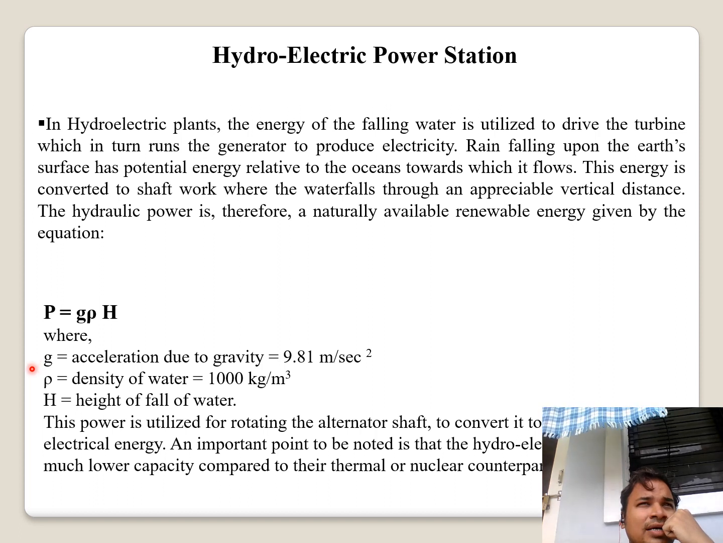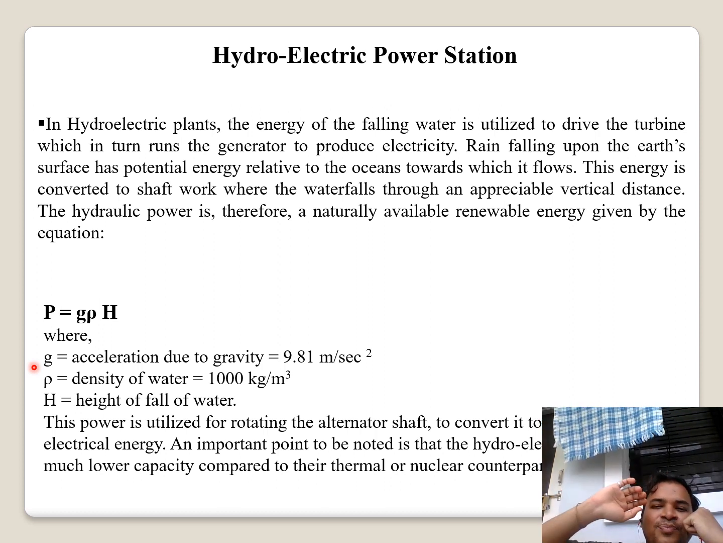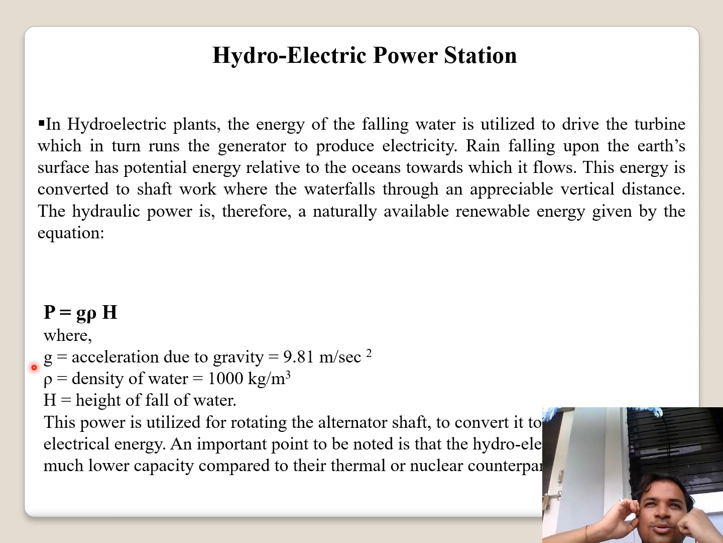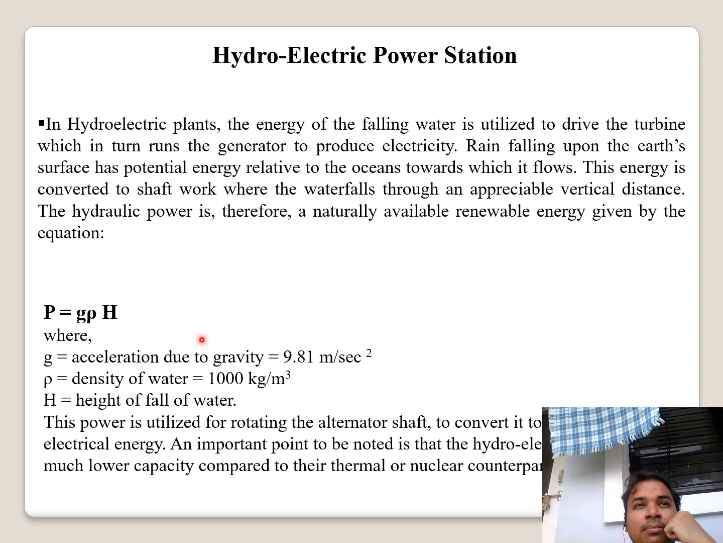If you build a dam 1 kilometer in height, 1000 meters vertically, which is also a great thing, then your potential energy will be 10 to the power 6 into 9.81 joules. That is 9.81 million joules, the energy of the water.